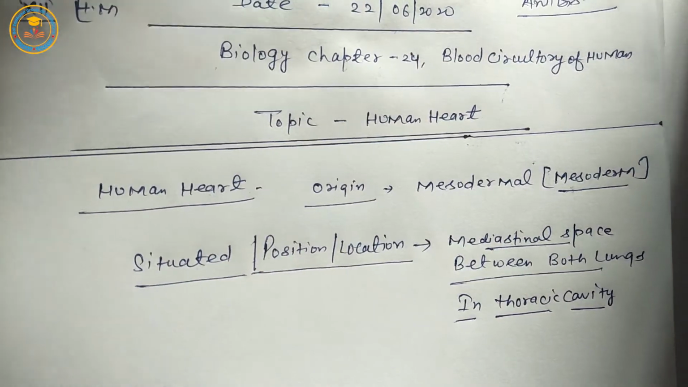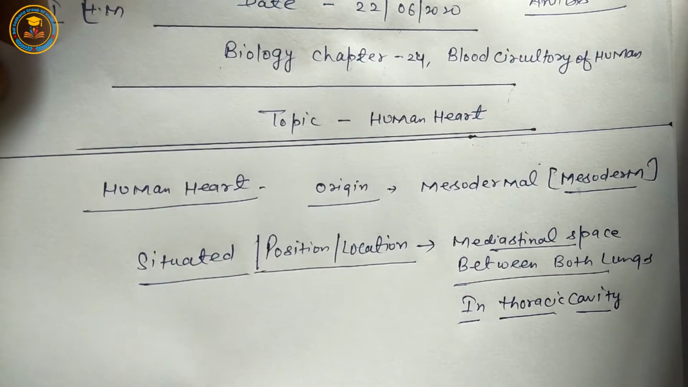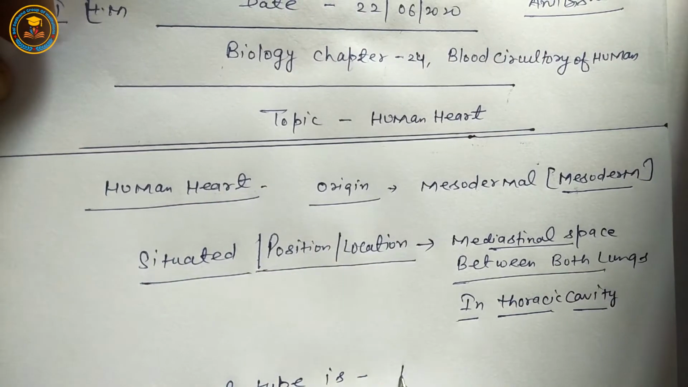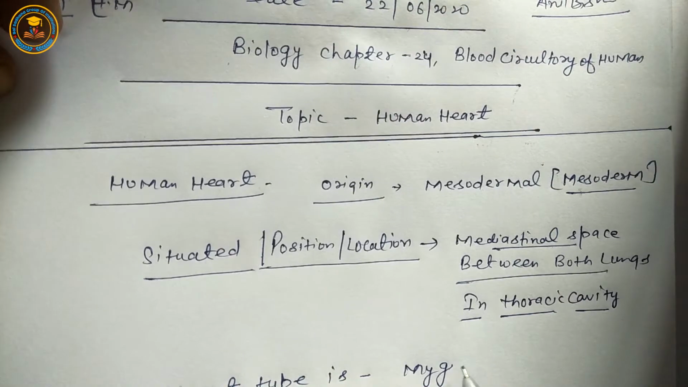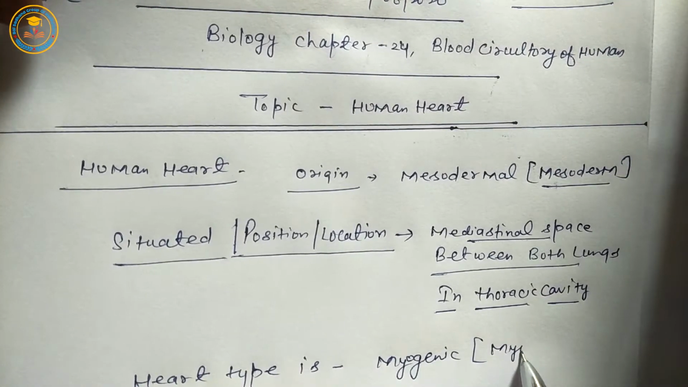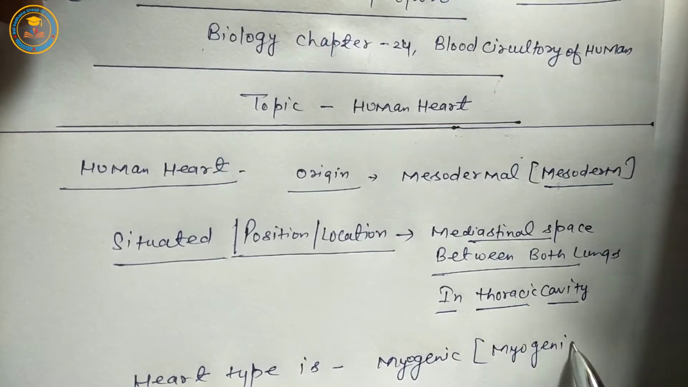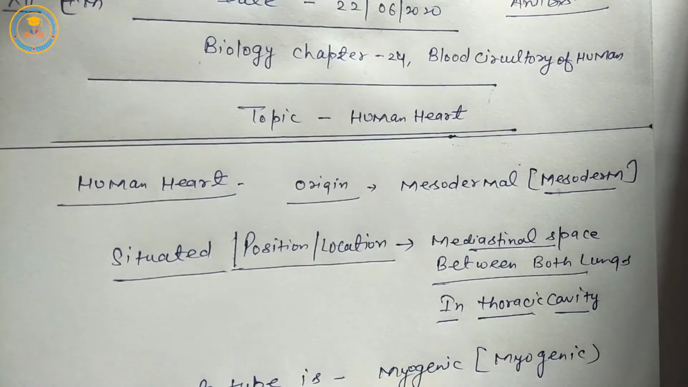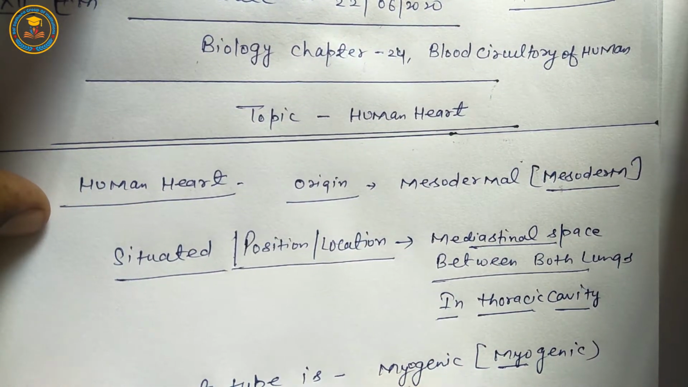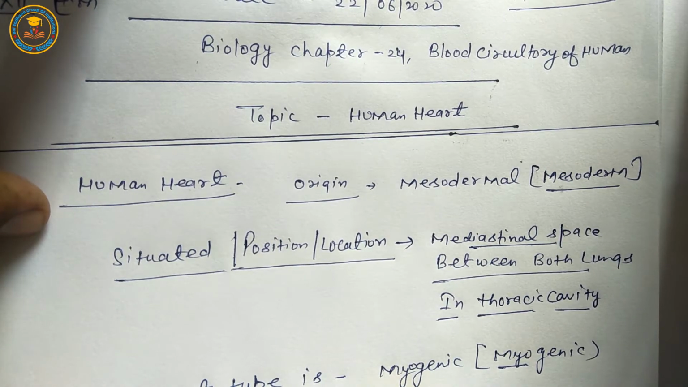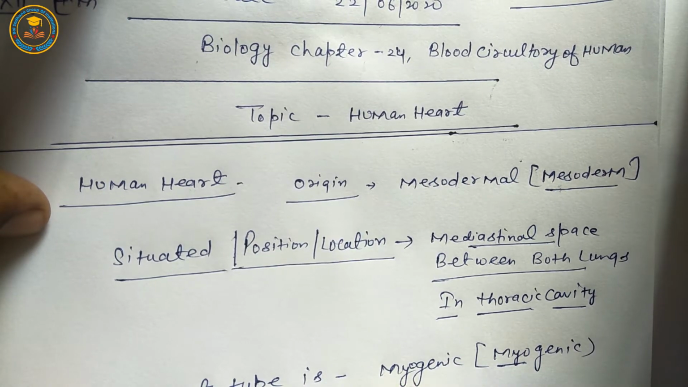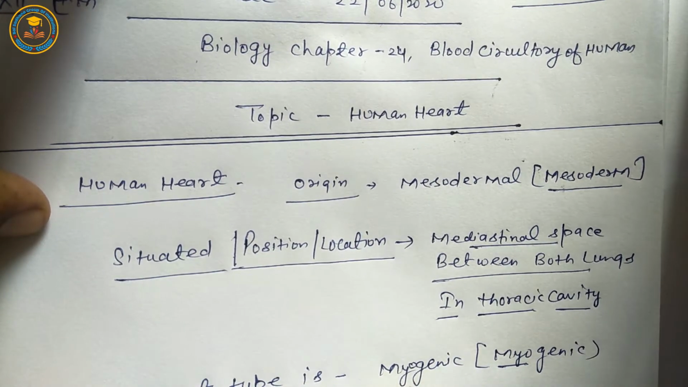Next is heart type. It is myogenic. Myo means muscles. So human heart is a muscular organ. The muscles are cardiac muscles.